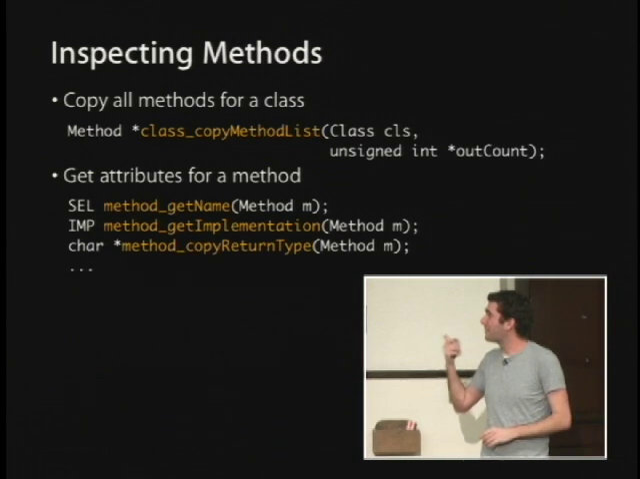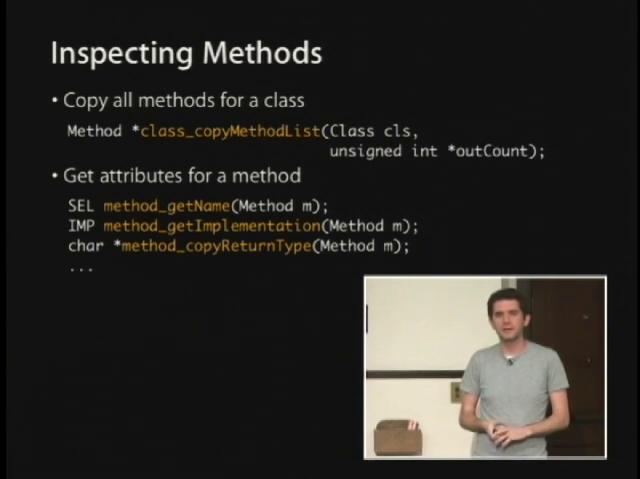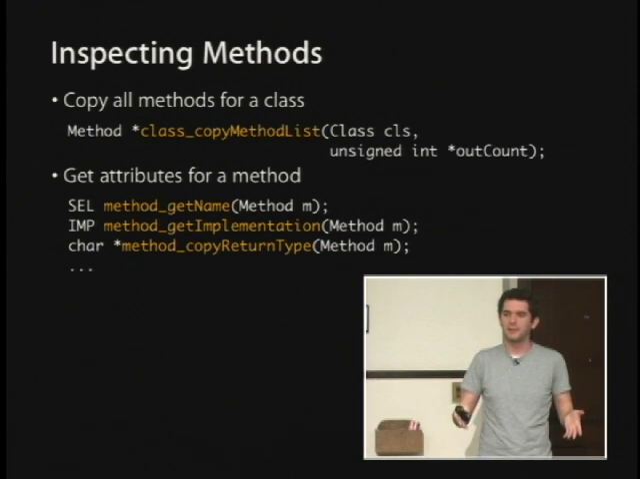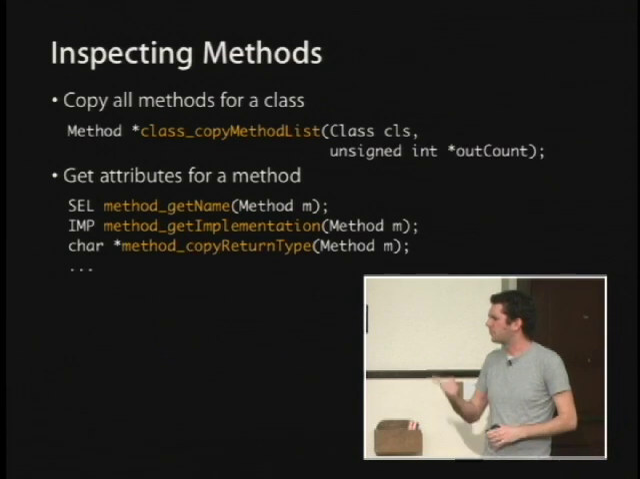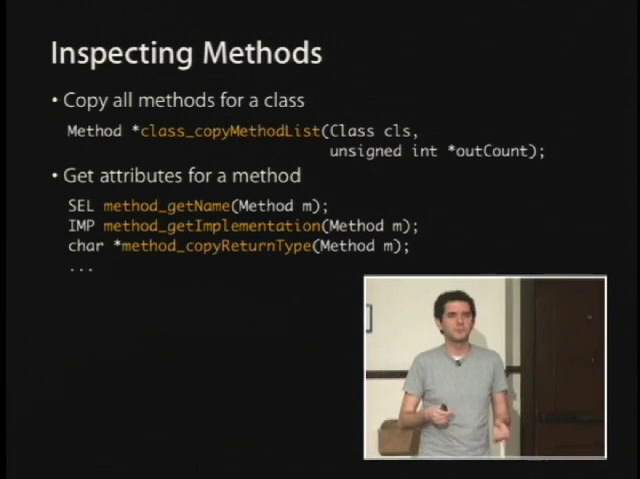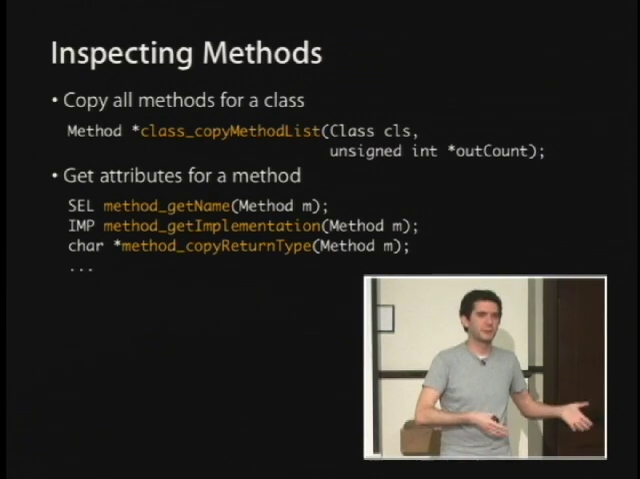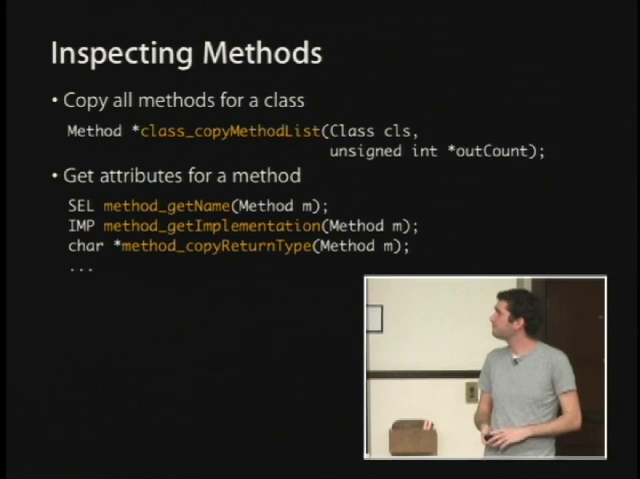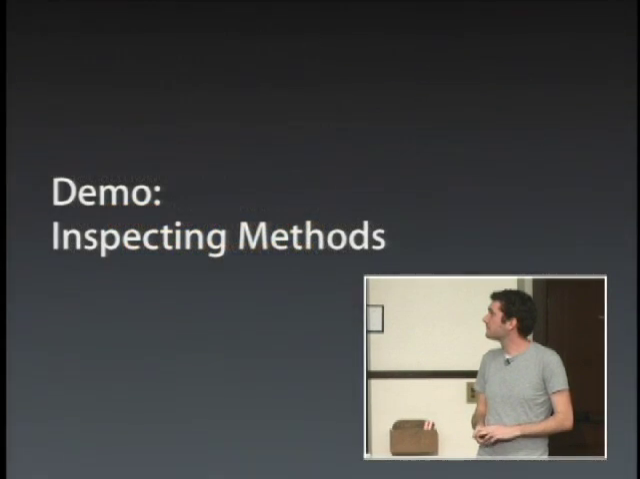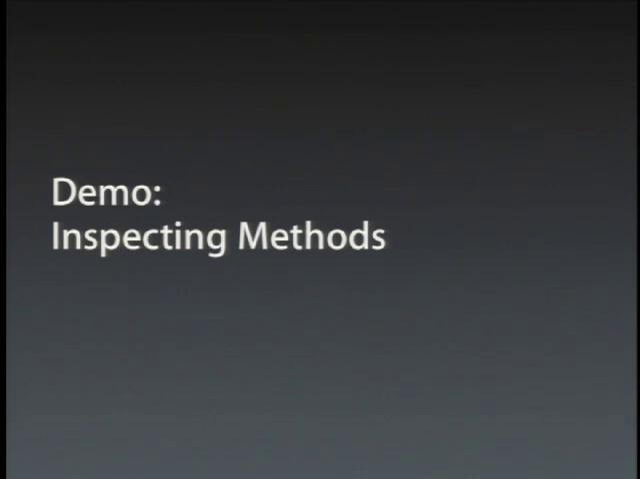You can also call method_copyReturnType, which returns a character string that defines the type that a particular method returns. And we'll see that in a header in a second. There's one character that represents a particular return type, and we can take a look at that. Actually, let's get right into it.